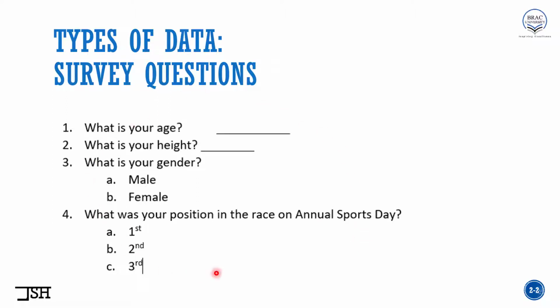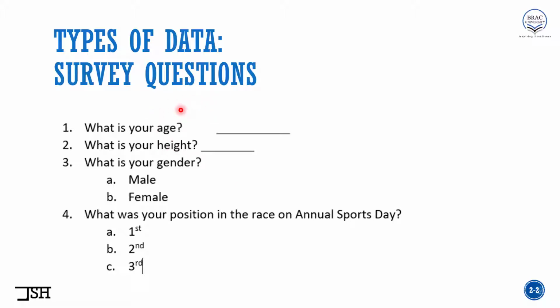Now, in this questionnaire, we have a lot of variables. We have age as a variable, we have height as another variable, we have gender as another variable, and finally, position in the race on annual sports day. So, position is another variable here. Now, I'm not going to explain what a variable is because I'm sure you have gone through the concept of a variable in your statistics course. So yes, we have four variables here. And in this questionnaire, we are collecting data on these specific variables.